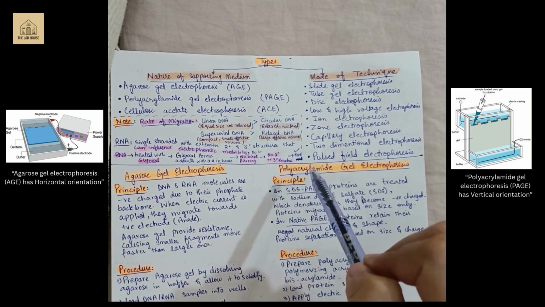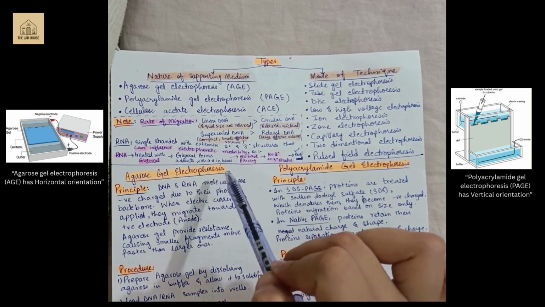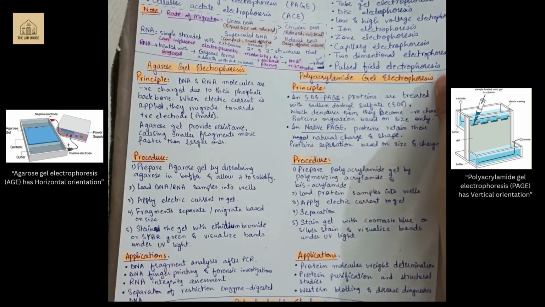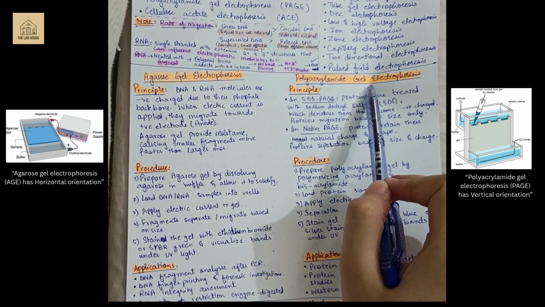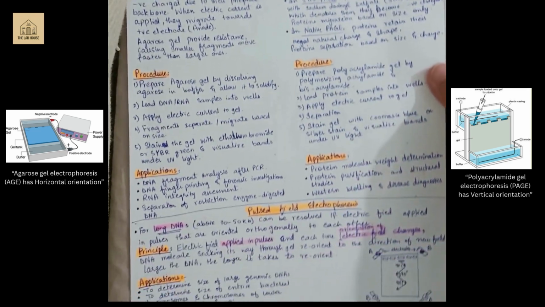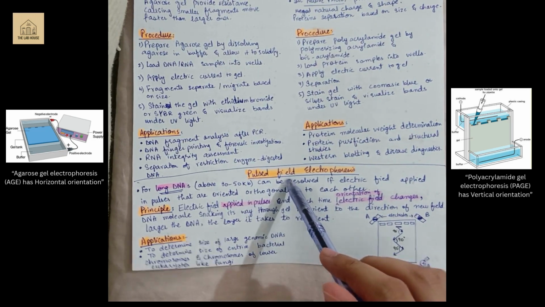In this lecture, we will cover the most commonly used and most significant forms of electrophoresis, that are agarose gel electrophoresis and polyacrylamide gel electrophoresis, and also we will cover pulse field electrophoresis.